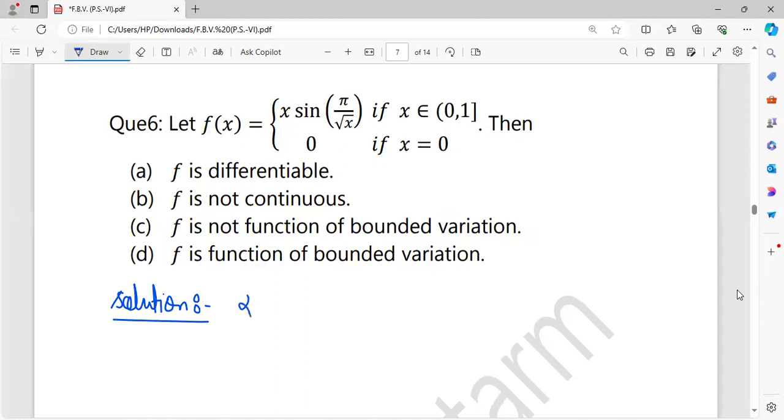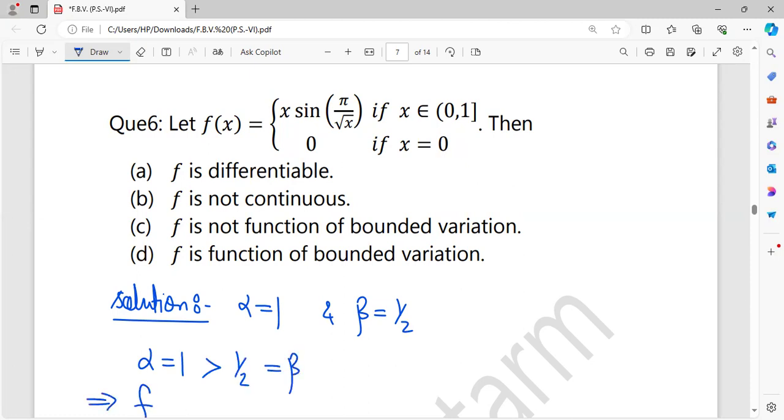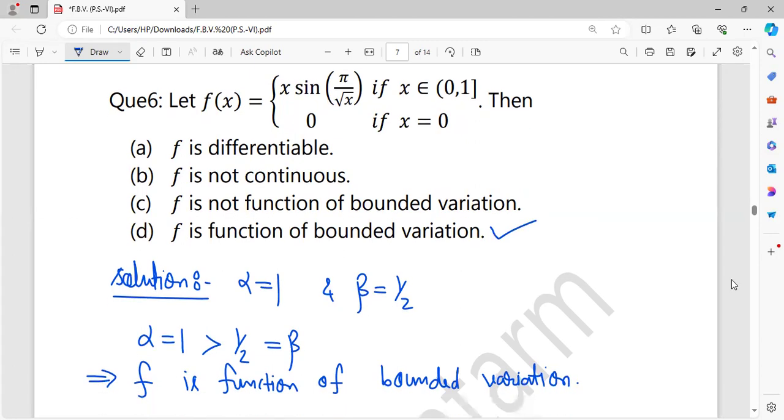So alpha value is 1. And what is beta? Beta is 1 by 2. Okay. So alpha is equal to 1, which is greater than 1 by 2, that is my beta. So this implies f is a function of bounded variation. So which option is correct? Option D is correct. Now move to the next question.